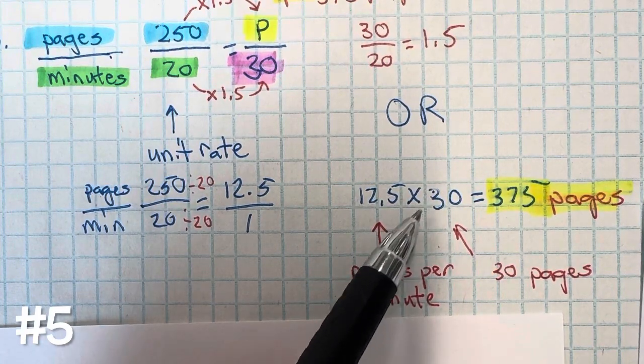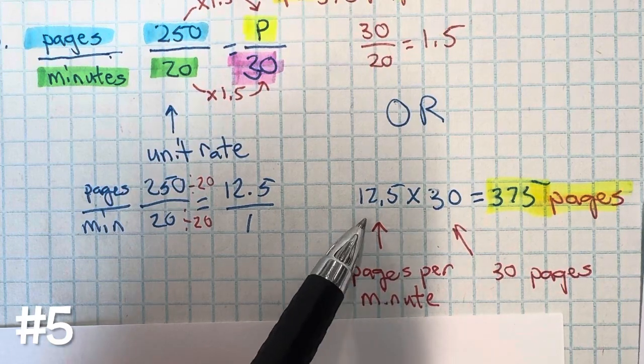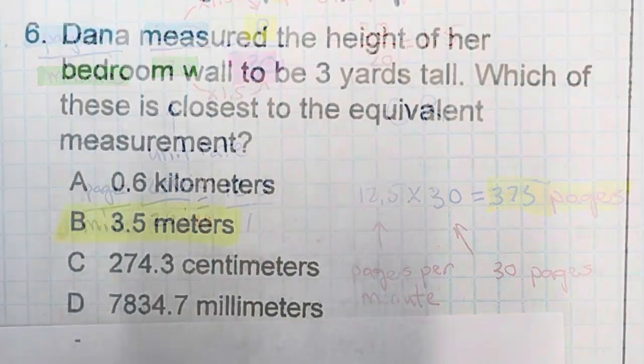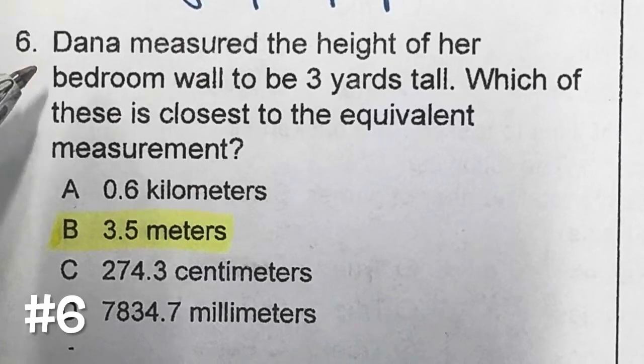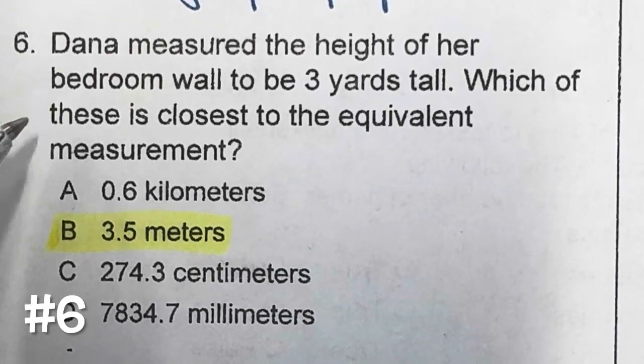The great thing about finding the unit rate is we could quickly find out for any number of pages very quickly. If I wanted to do 50 pages, just multiply by 12.5. Number 6, Dana measured the height of her bedroom wall to be 3 yards tall.